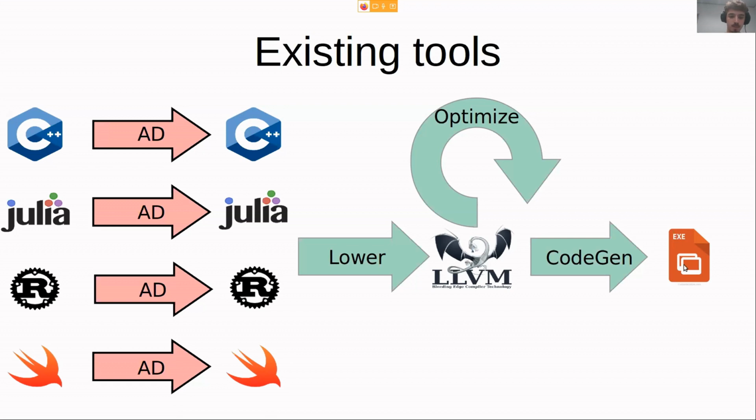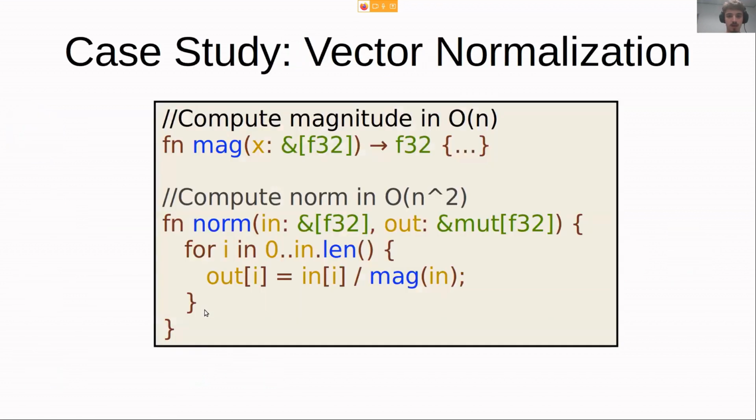So are there any issues with this proposal? Is rewriting our Rust code into Rust code really the best we can get? And I do have a small case study here about vector normalization. It's really trivial code. You can see it as a placeholder.